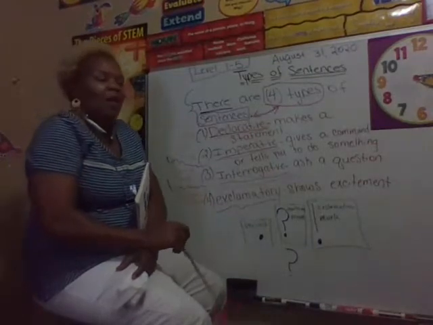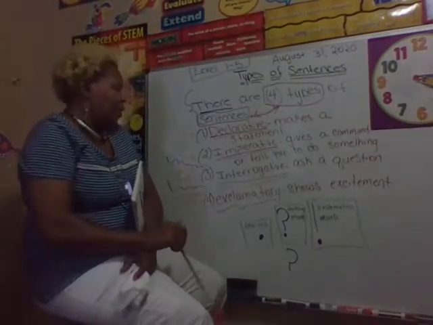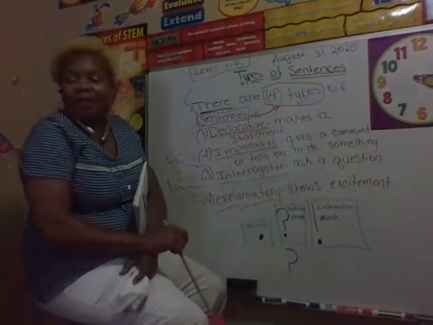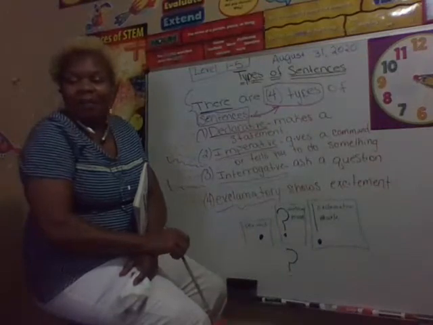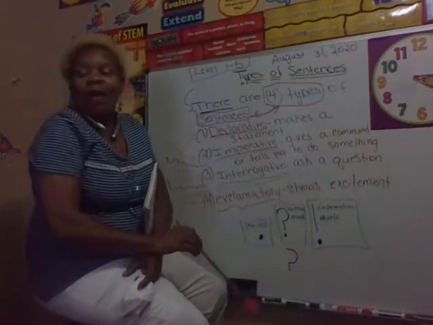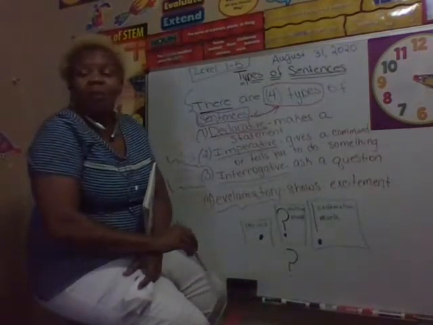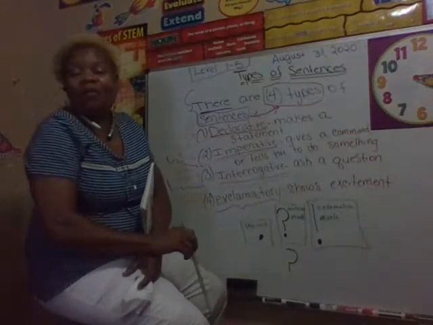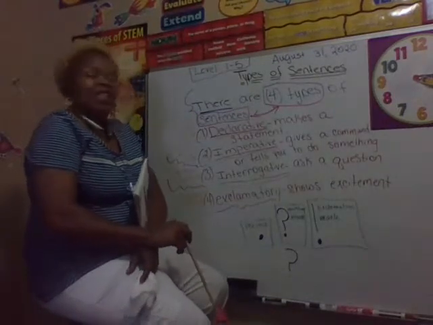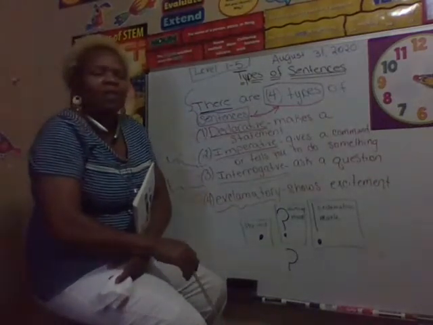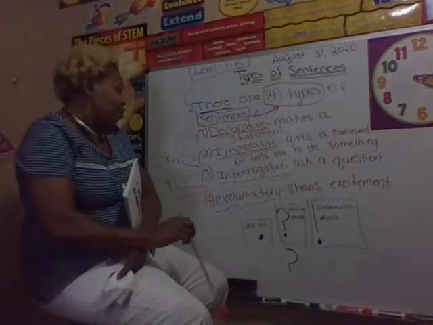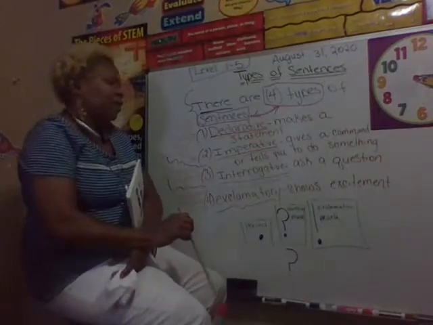Are you ready? Yes. Which way is up? Which way is down? I can go beneath all over town. Which one is it? Interrogative. Very good. What does the interrogative sentence do? Eyes closed. What do interrogative sentences do? Ask a question. Very, very good.